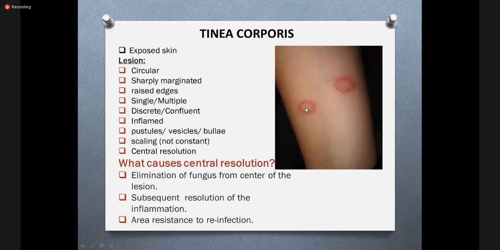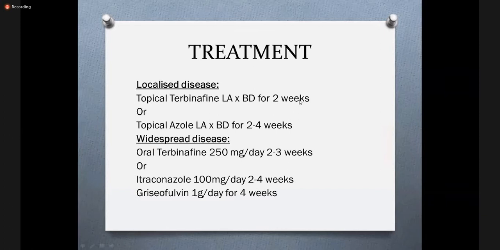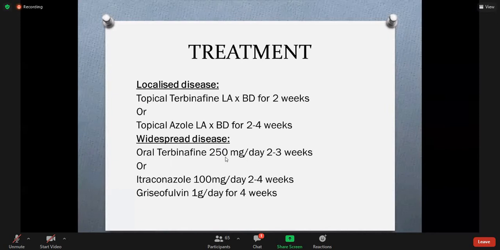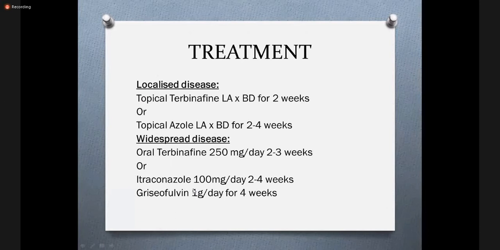Okay, the treatment of Tinea corporis: if it is localized, then we have to give topical terbinafine for 2 to 3 weeks or topical azole creams. If there are multiple lesions and they are not responding to topical treatment, then we have to give oral terbinafine, which is the drug of choice. The dose of terbinafine for adults is 250 mg once daily for 2 to 3 weeks. Okay, and the second line treatment is itraconazole or griseofulvin.